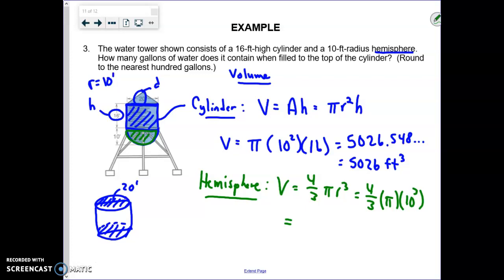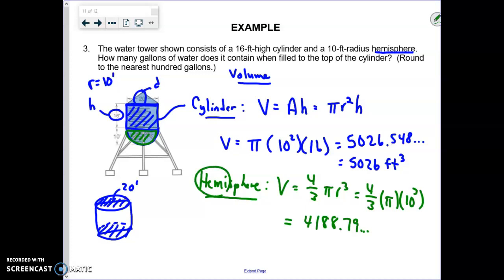So if you do that, I'm going to use my fraction button, 4/3 times pi times 10 cubed, which would be 1,000. And you get 4,188.79. Now the thing is, again, it's a hemisphere.